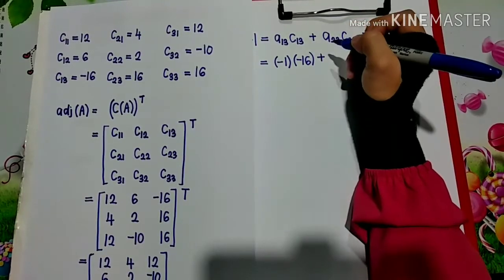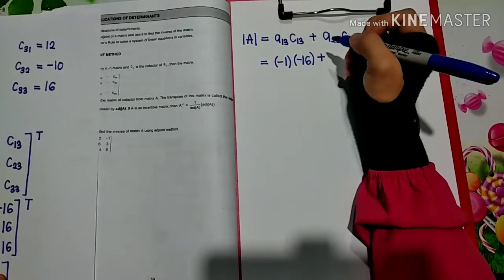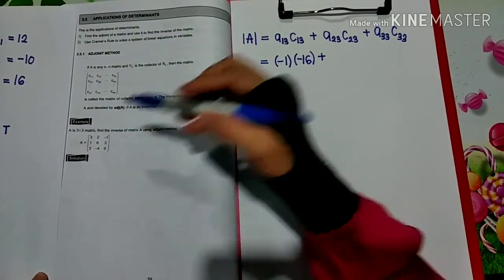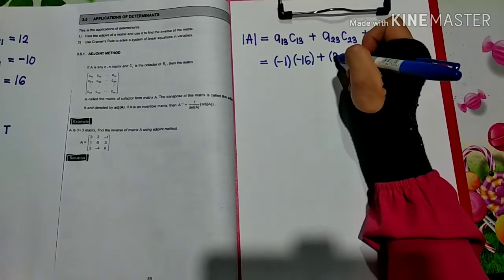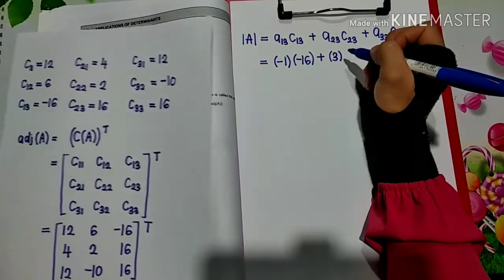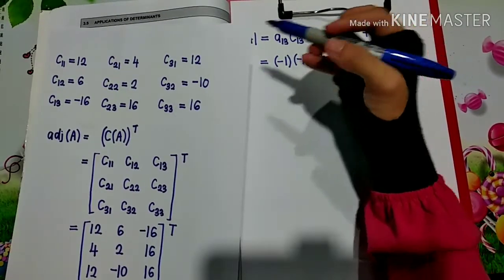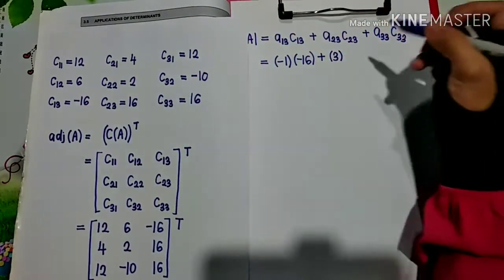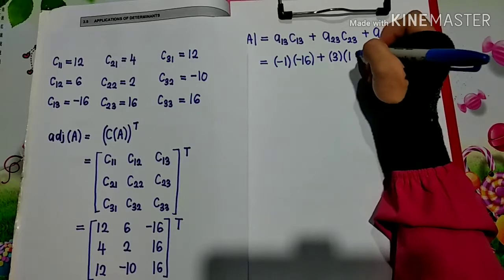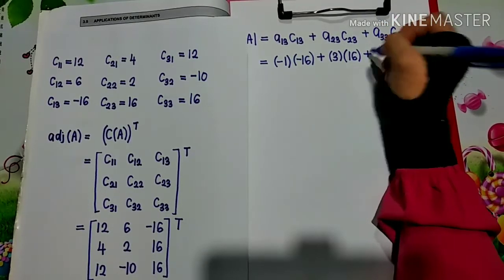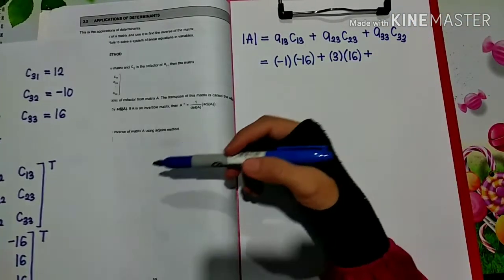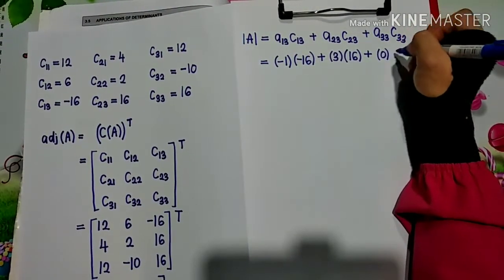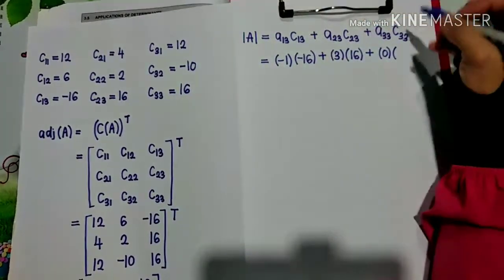A23, so we go back here to the matrix A. A23 equals 3. So this one will be 3. What is our C23? C23 here is 16. So you multiply with 16 plus A33. A33 here is 0. And what is C33? 16.